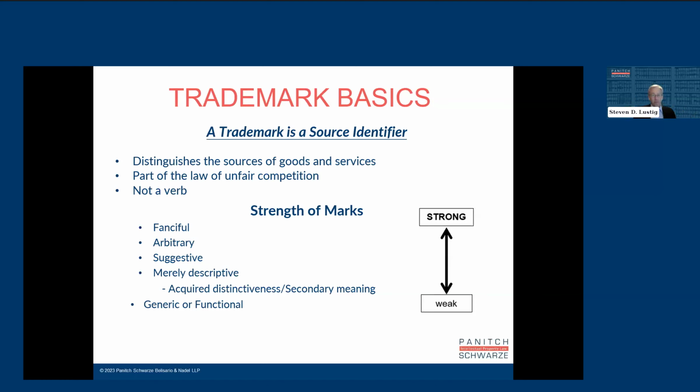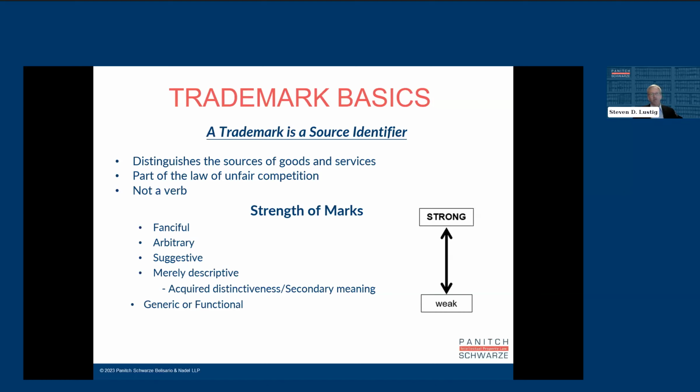Trademark is not a verb. I want to repeat that. Trademark is not a verb. When people say, I want to trademark that, and I'm in the room, it sounds like nails on a chalkboard to me. And the reason why is because it conflates a lot of things. Trademark is a thing. It's your source identifier. It's your brand. It's a noun. It is not something that you do.